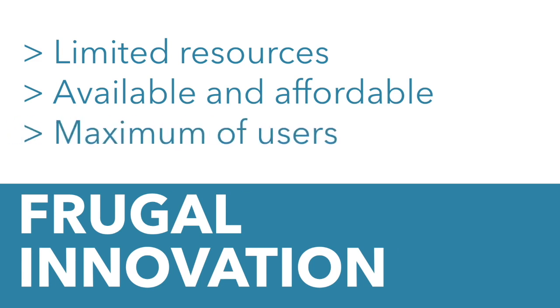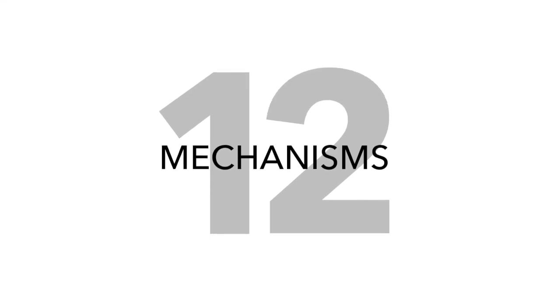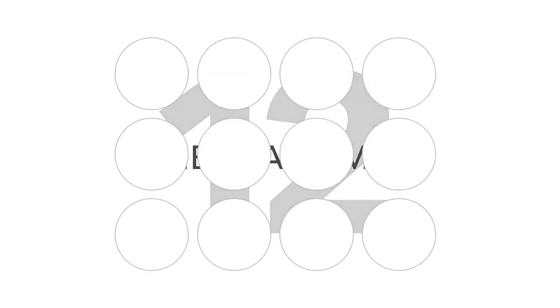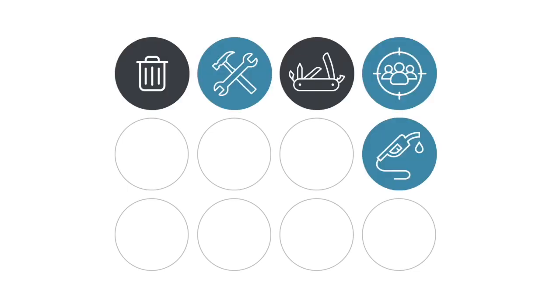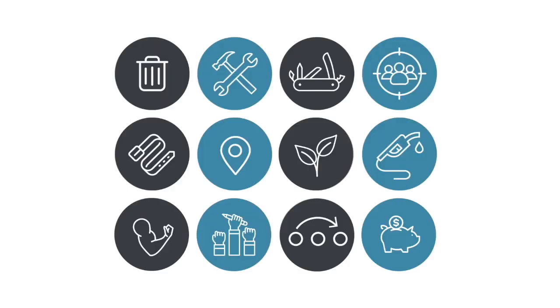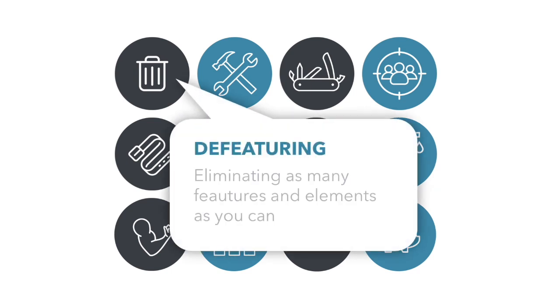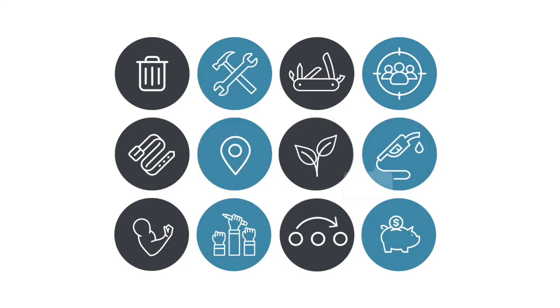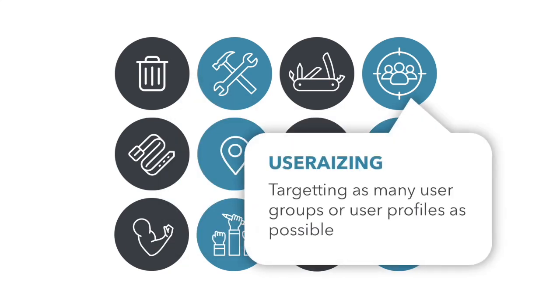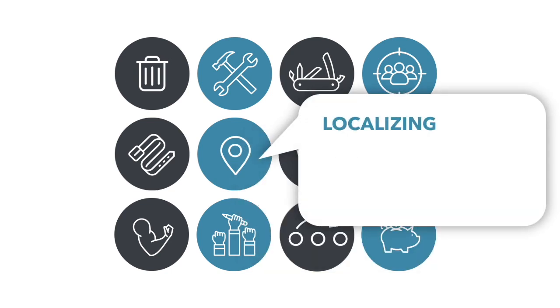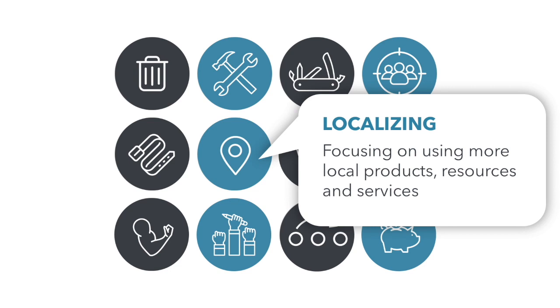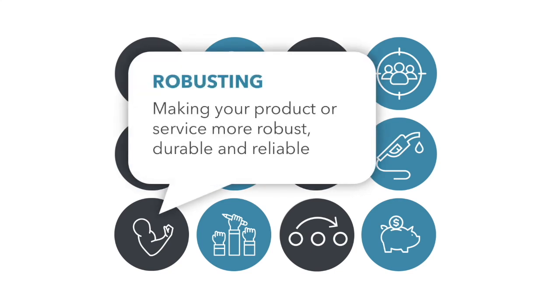Analyzing numerous cases of frugal innovation, 12 mechanisms seem to pop up regularly. Those mechanisms are the core of the Frugalizer technique, and each one of them has been given a name. For instance, defeaturing, which means eliminating as many features and elements as you can. Or user raising, where you try to target as many user groups and user profiles as possible. Localizing, which means focusing on using more local products, resources and services. Or robusting, where you aim to make your product or service more robust, durable and reliable.